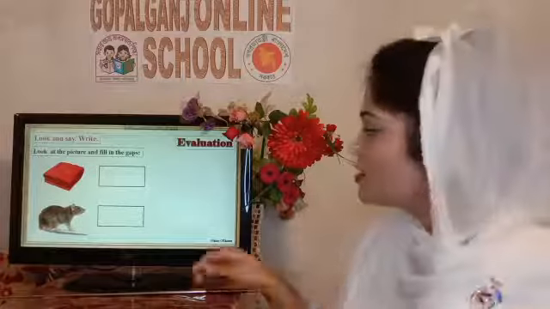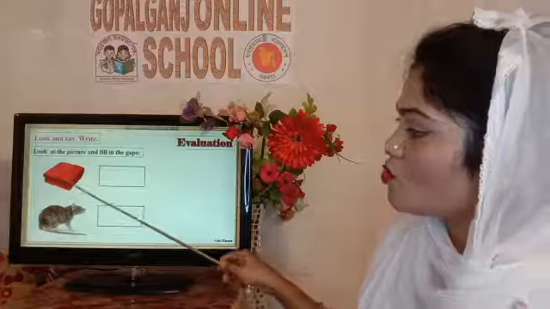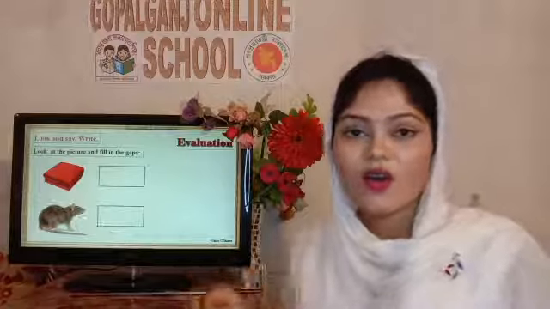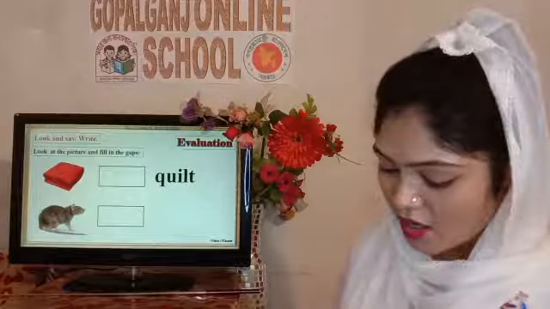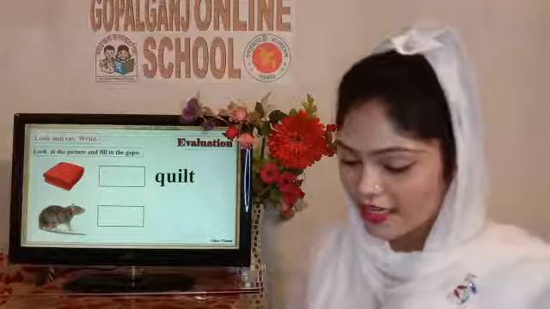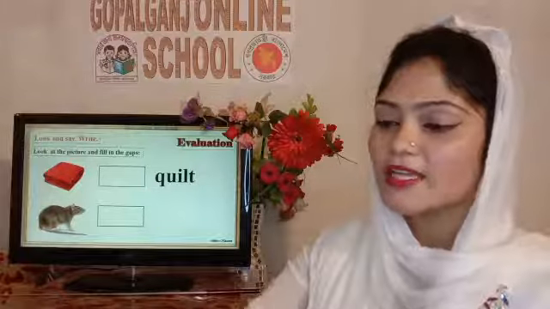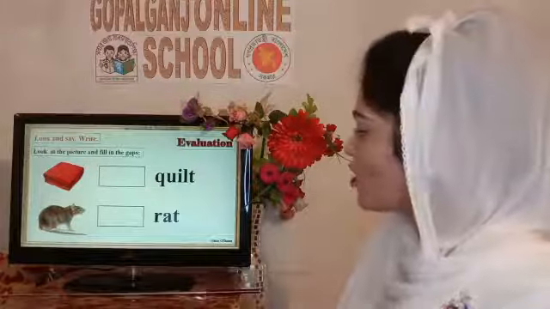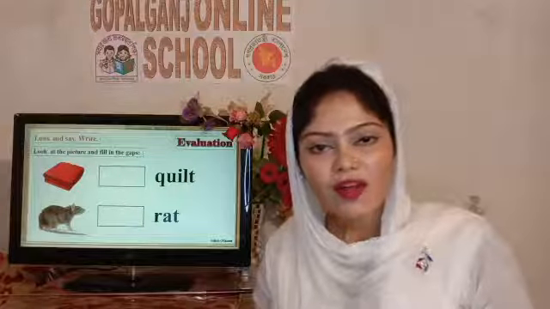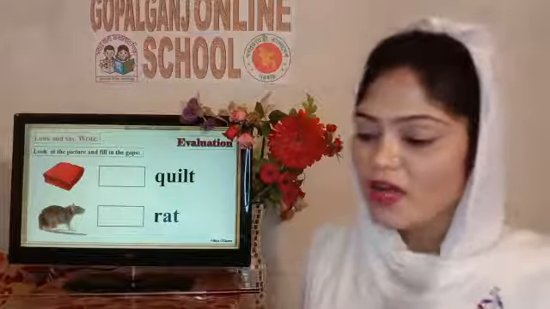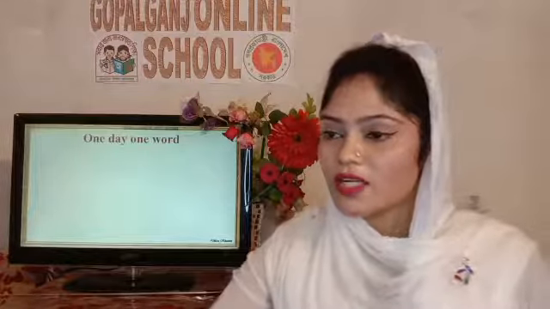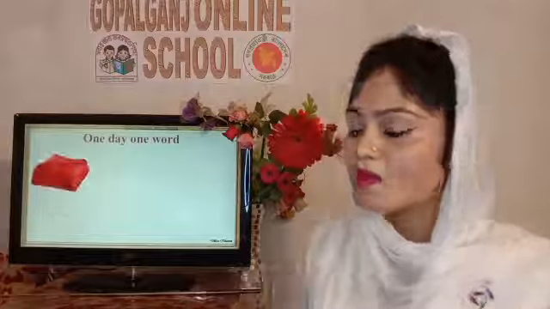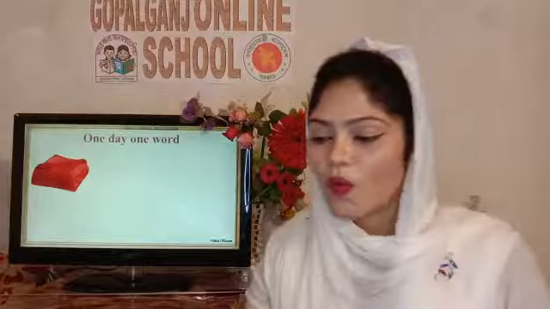Students, look, this is a picture. What is this? It is a quilt. Yes, it is a quilt. Ka, ka, quilt. And it is a rat. Ra, ra, rat. Now your today's wonder word is, what is this? Quilt. Your wonder word is quilt.